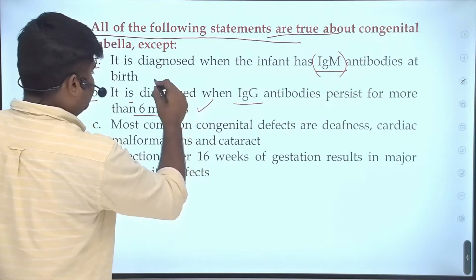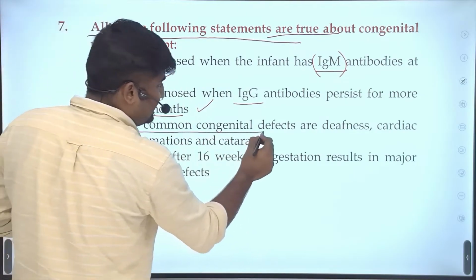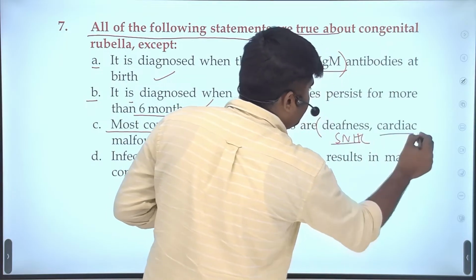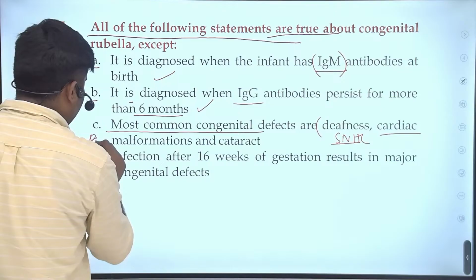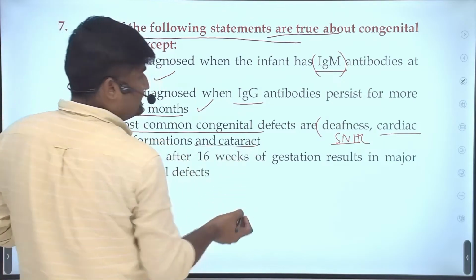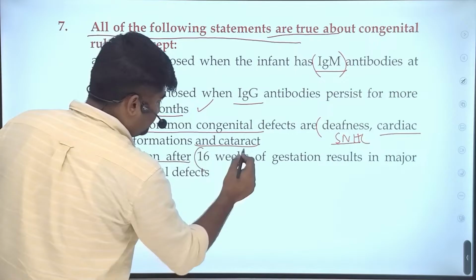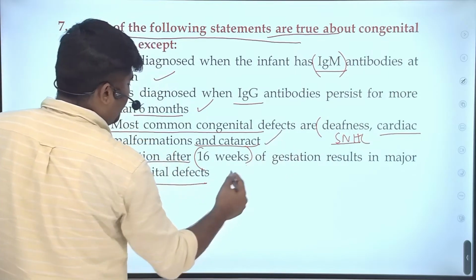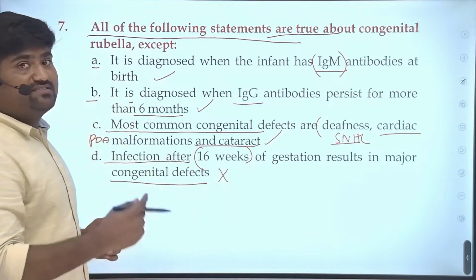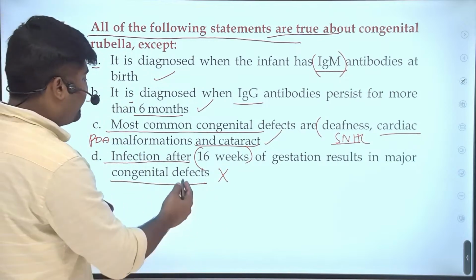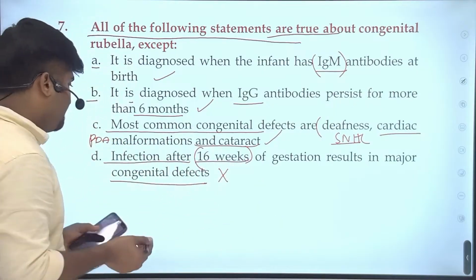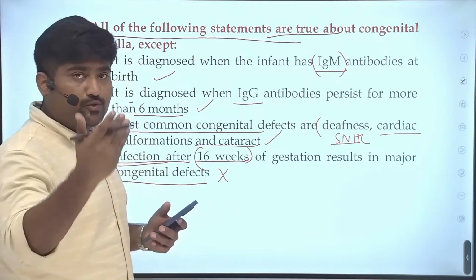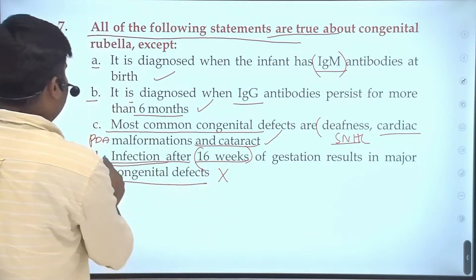Yes, obviously it is correct. Most common congenital defects are sensorineural hearing loss, cardiac malformations like PDA, and cataract. Yes, correct. Infections after 16 weeks of gestation is the major congenital defect. This won't be there, because after 16 weeks it will not be an infective part. If the infection is before 16 weeks, then it is going to be congenital rubella syndrome. So D will be the answer.